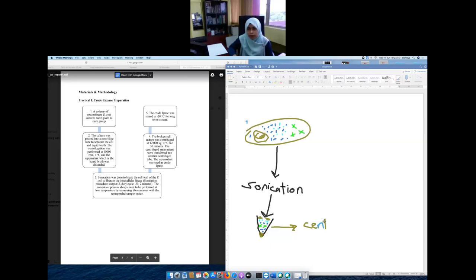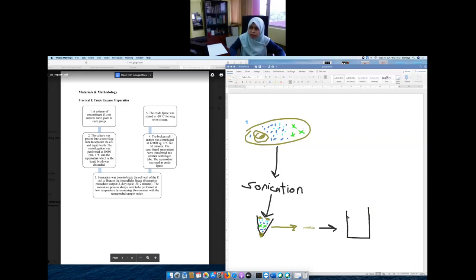Once we have centrifuged the sample, we're going to transfer the supernatant into a new beaker, a new container.